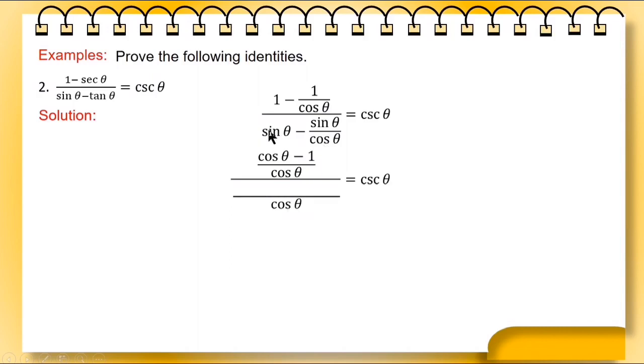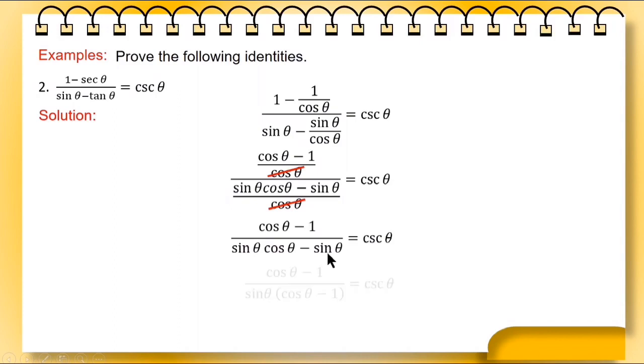Cosine theta times sine theta is equal to sine theta times cosine theta, minus cosine theta divided by cosine theta is 1, times sine theta is sine theta. Then, we cross out cosine theta. We're then left with cosine theta minus 1 all over sine theta times cosine theta minus sine theta is equal to cosecant theta. In the denominator, notice that we can factor out sine.